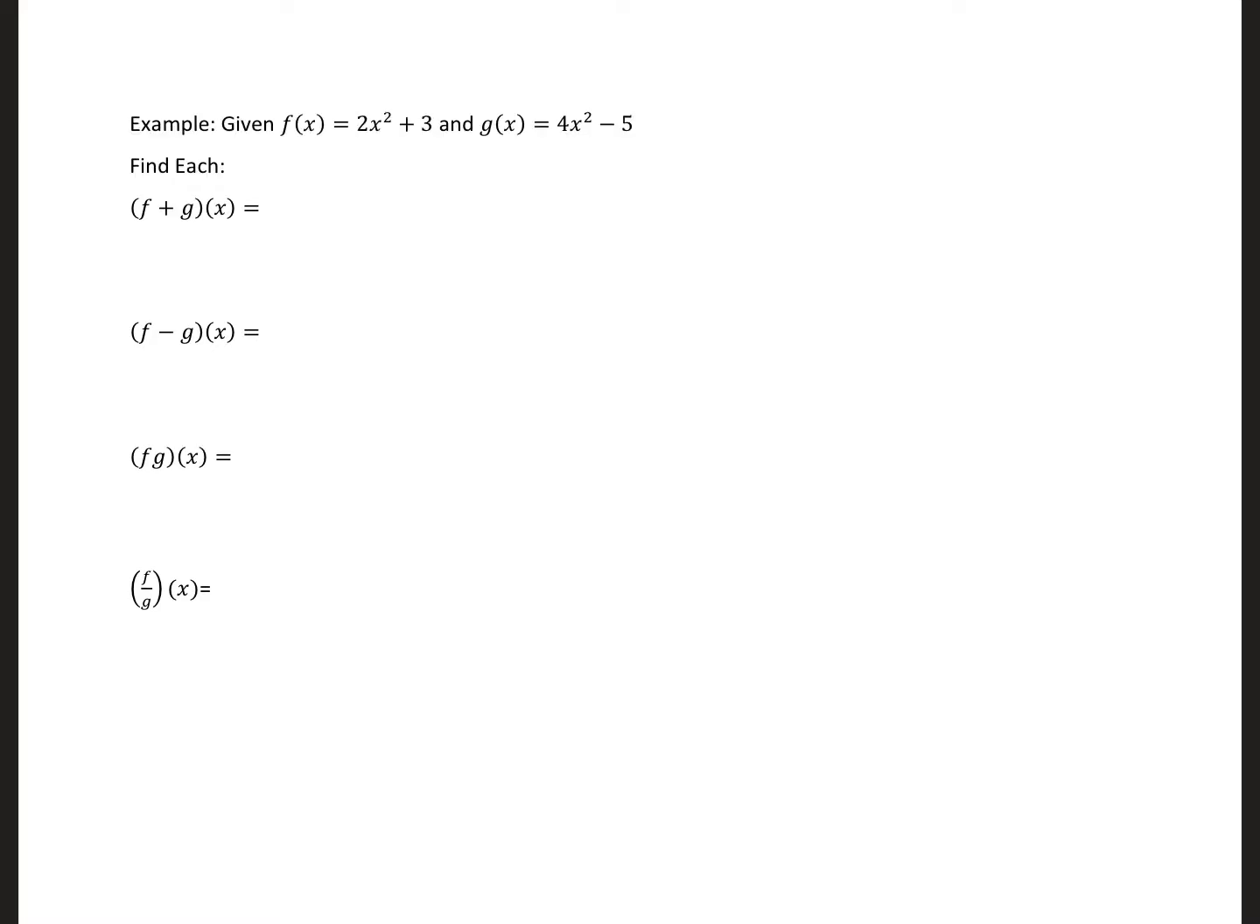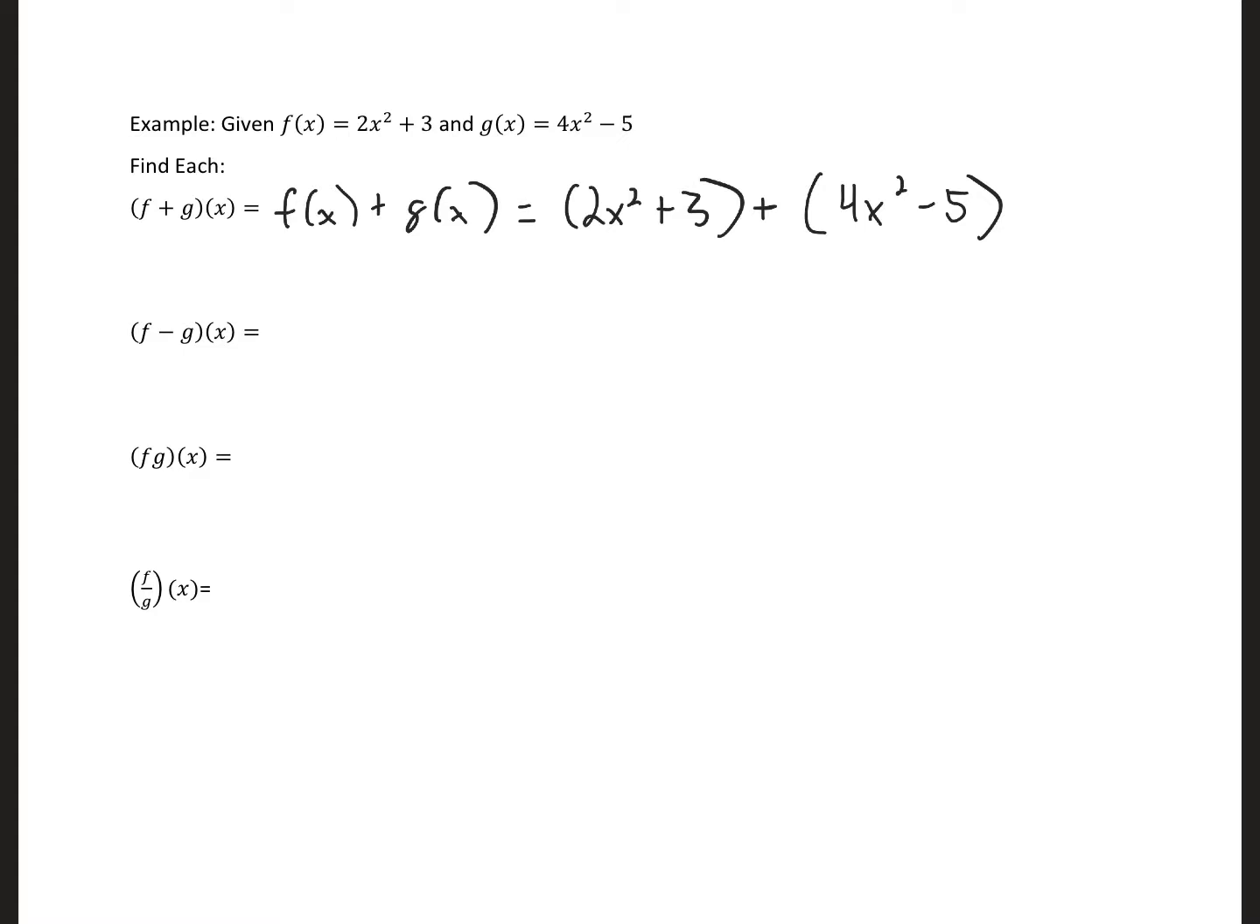So here we're given the function f of x equals 2x squared plus 3 and g of x equals 4x squared minus 5. So let's find f plus g of x. This is saying take f of x and add to it g of x and create a simplified expression. I like to put these in parentheses, and that just helps particularly with the subtraction type, but it helps with general organization. So really what I'm trying to do is the f of x function, which is 2x squared plus 3, and add to it the g of x function, 4x squared minus 5.